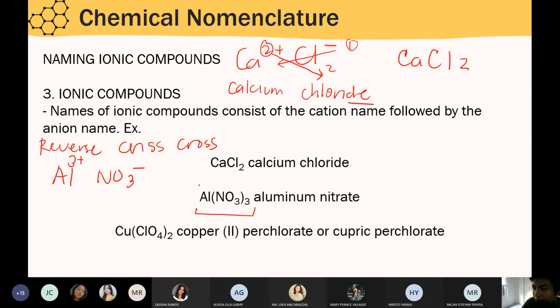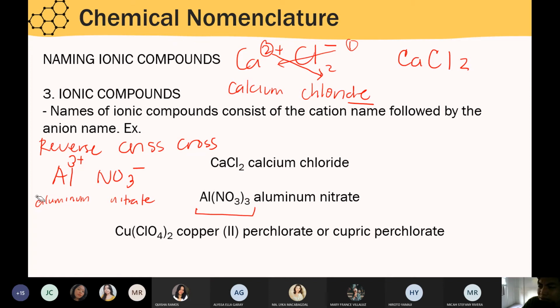Okay, so that's how you do the reverse crisscross. The subscripts are being converted back to the exponent. Okay, the metals will always have a positive charge. Keep that in mind. So what's the name of this ion? This is aluminum. The name of this oxyanion is nitrate. So the name of the compound is aluminum nitrate. Okay.